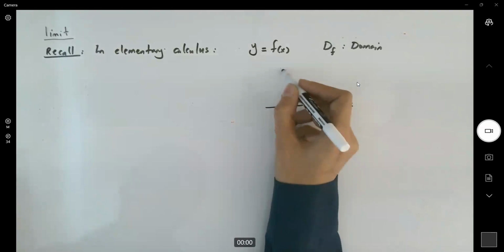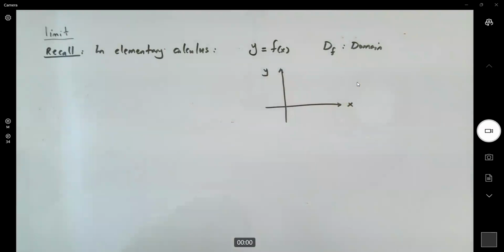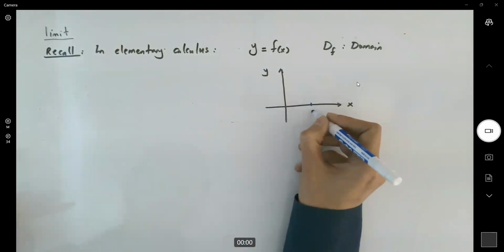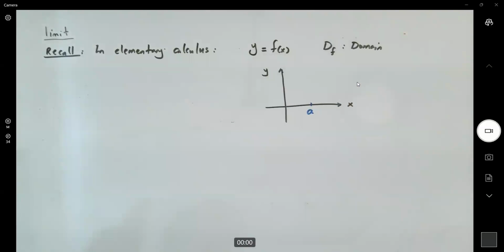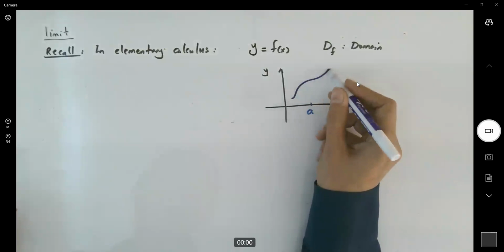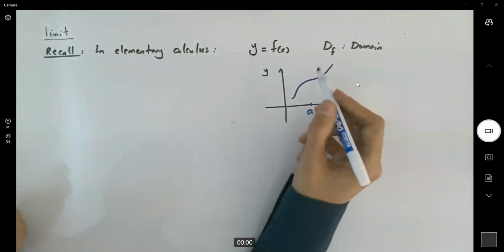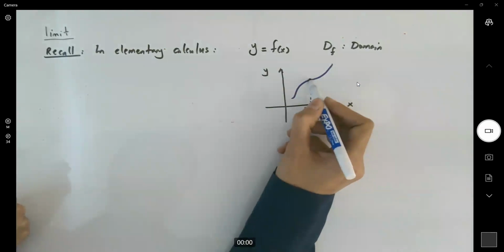So here you have your x-axis, here you have your y-axis, and here you have, for example, a, and you have the graph of the function, and suppose this is the graph of your function. So we're just working with a continuous function, and this guy is f of a, or L.